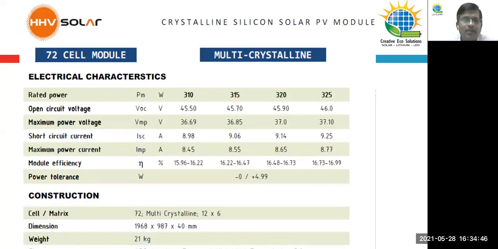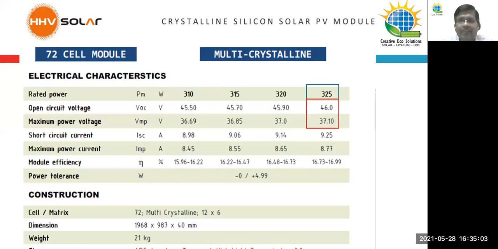For example, this is a typical data sheet of a solar panel manufacturer. When you ask them for a polycrystalline panel, they would give you these data sheets. So while designing these rooftops, let's say you're designing a 10 kilowatt system, what are the parameters you have to identify?